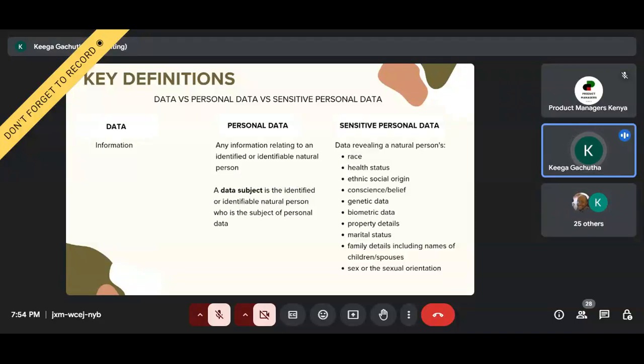Something that would require protection under the law. And so to put this into perspective, it would be information relating, for example, to your family, to your children, your marital status, your sexual orientation, etc.